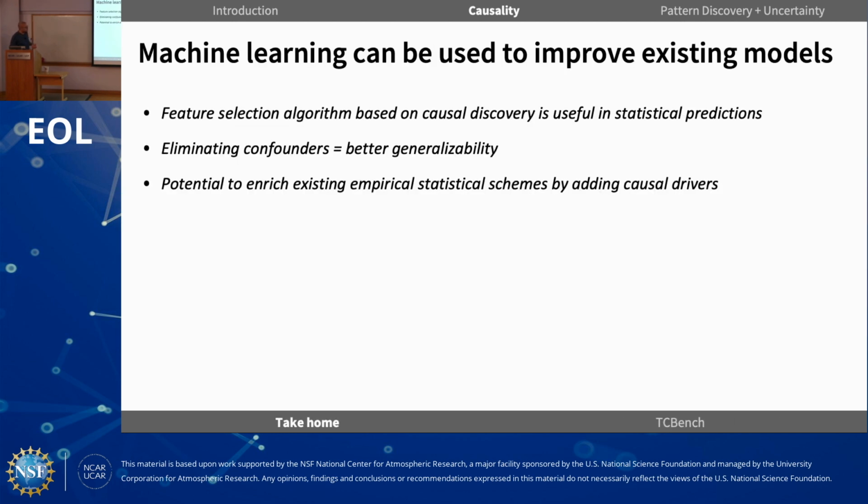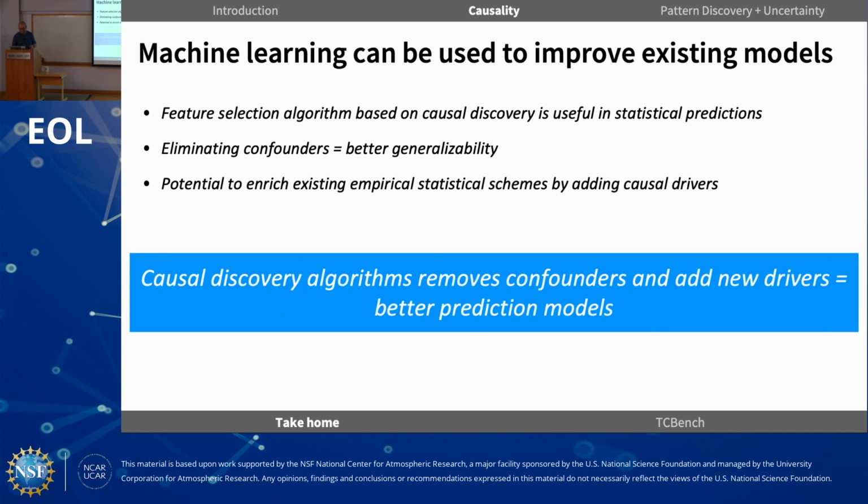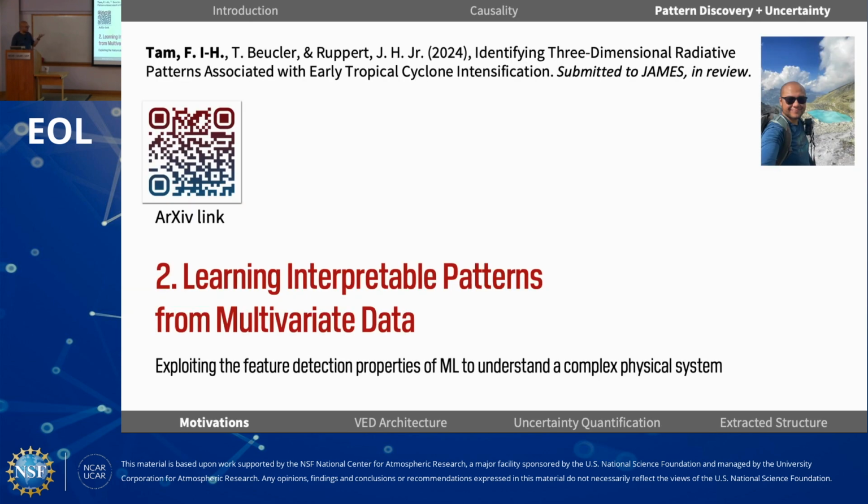So some general comments about this particular project: we are saying that machine learning, yes, can be used to improve statistical models, usually by removing some redundant information from the existing predictor list. And it also has the potential to enrich existing schemes by adding potential new causal drivers that may work a little better compared to existing ones. So this is what I did in terms of causality.